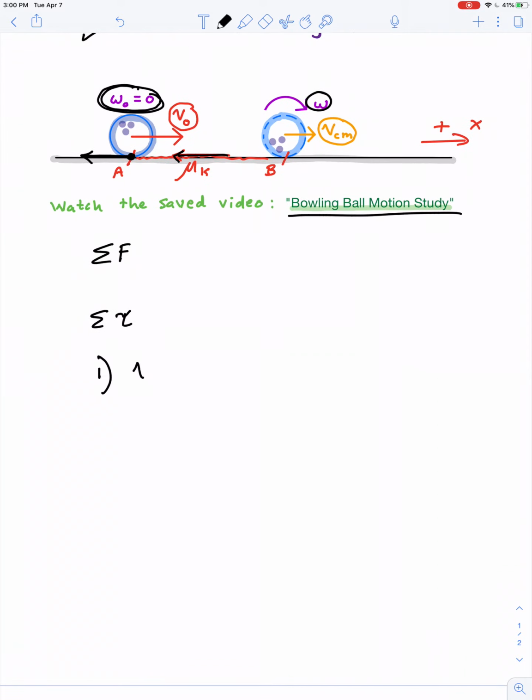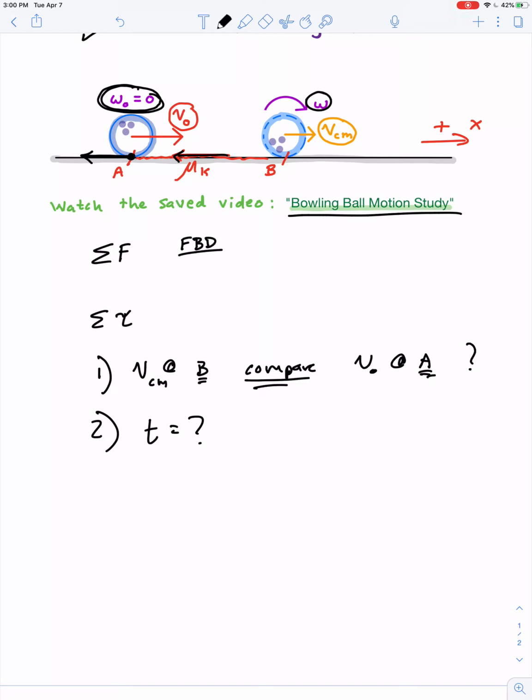Number one, how does the speed of the center of mass when it reaches point B compare to the initial speed when it's released at point A? Secondly, how much time does it take to make that change in speed as it travels from point A to point B?